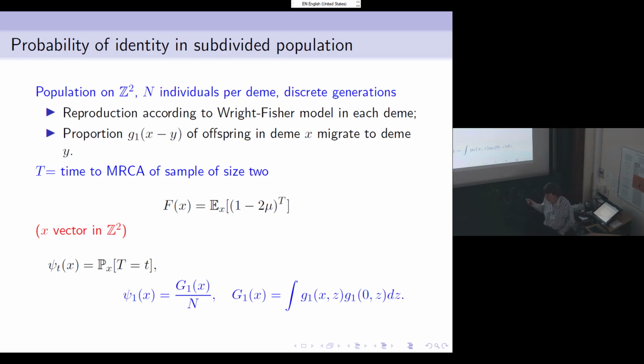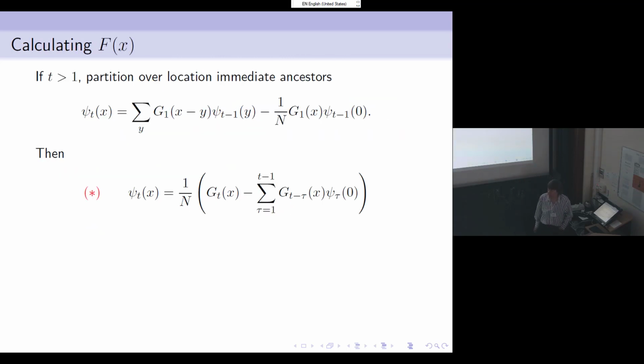But then having both come from the same deme isn't quite enough. They've also got to have had the same parent in that deme, and the probability of that is 1 over n, where n, remember, is the population size in each deme. Okay. So that's one generation. And now I can write down a recursion. You see, if t is bigger than 1, if I'm looking at generations beyond 1, I'm just going to partition over the location of the immediate ancestors.